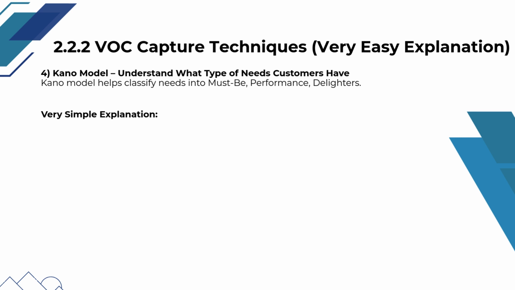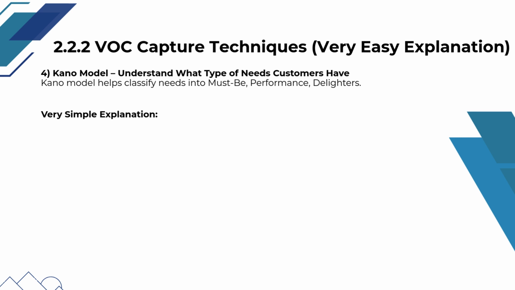The Kano model is a simple tool that helps classify customer needs into different types, making it easier to prioritize design and improvement efforts. Must-be needs are basic requirements that must exist, such as an ATM dispensing cash. Without them, the customer is dissatisfied.